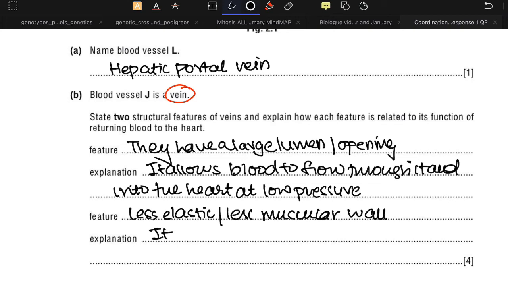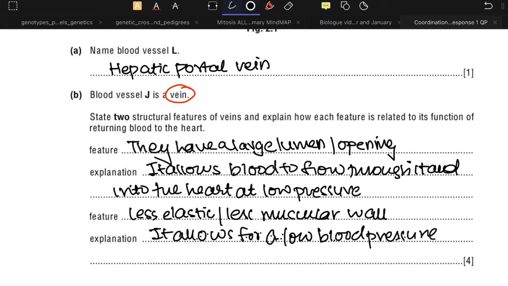It's okay if you write the same point as the explanation, as long as it properly explains the feature that you have written in your answer. So it again allows for low blood pressure to be maintained. Sorry about the pen, because it seems like it's not working.